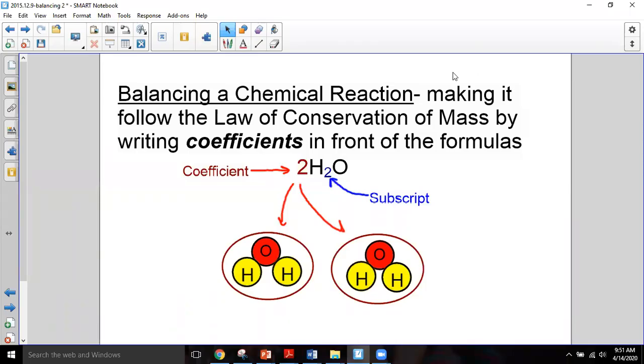Hi, chemistry students. Today I would like to share with you some tips on how to balance chemical reactions when you don't have the benefit of the simulation to illustrate the particles for you.